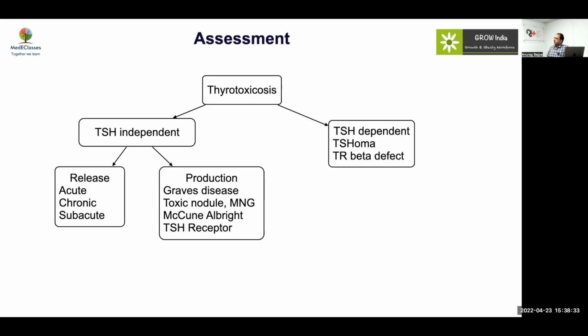So what we'll do today is that we will use different case scenarios to highlight the complexities in terms of etiology, evaluation, and management of thyrotoxicosis. The key question is: is it thyrotoxicosis? What is the TSH status? What is the cause? We'll go step by step from there.